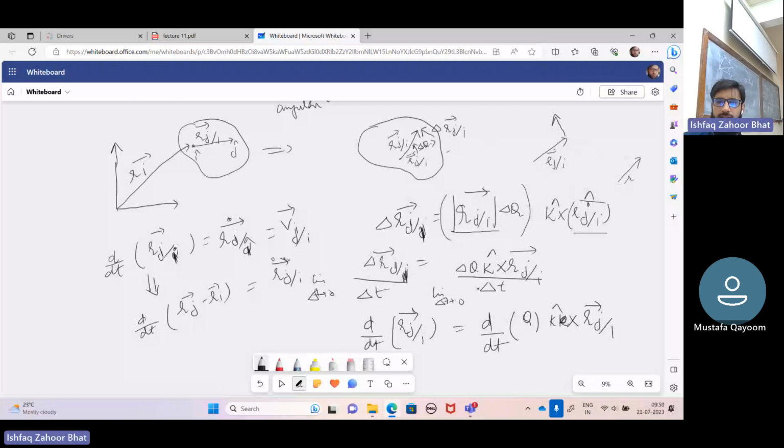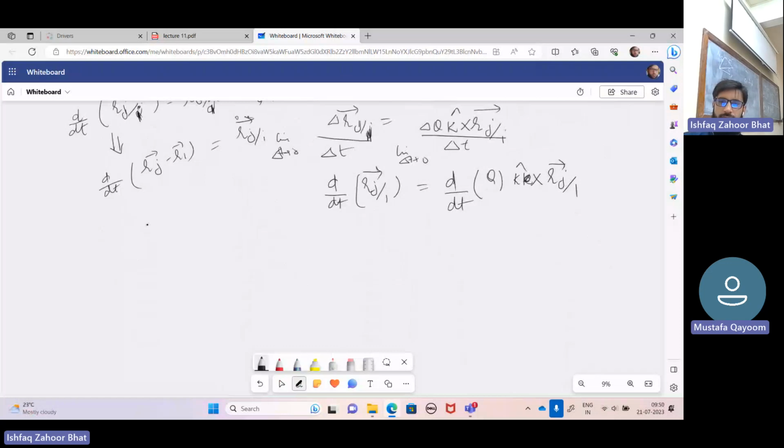There is only delta theta. So d by dt of this delta will become d by dt of d theta, isn't it? This is the definition of the derivative. I have not done anything great.